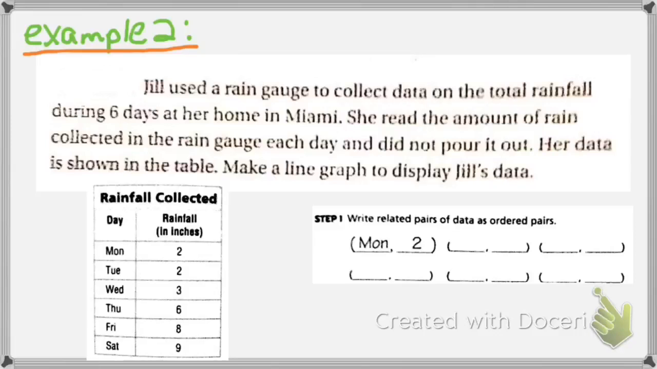Okay, so they have a table right over here, and the title is Rainfall Collected. That will be the title of my graph. I see that the first information is day, and it has Monday, Tuesday, Wednesday, Thursday, Friday, Saturday.